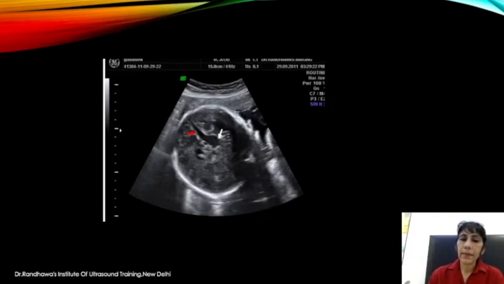Now, in the same case, what again we saw, that when we changed the angle of the probe, this cystic area continued with a tubular area like this.